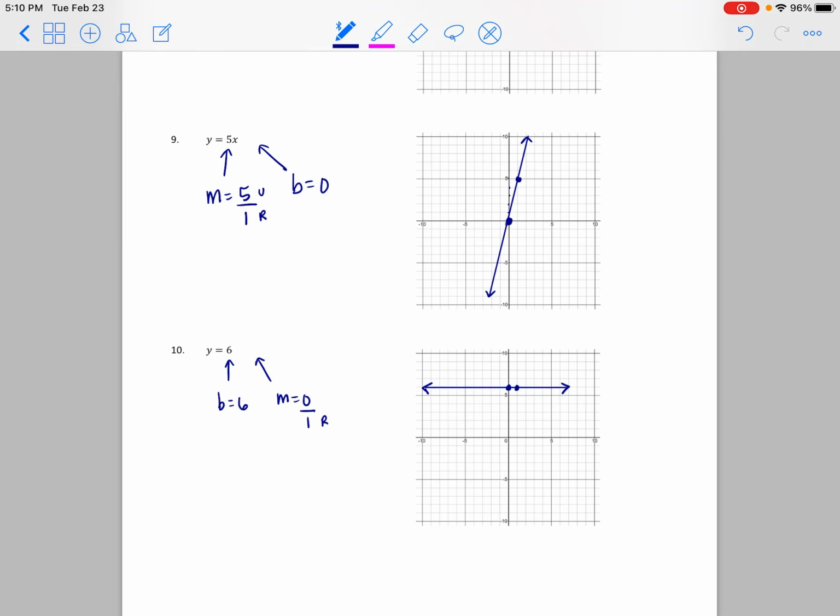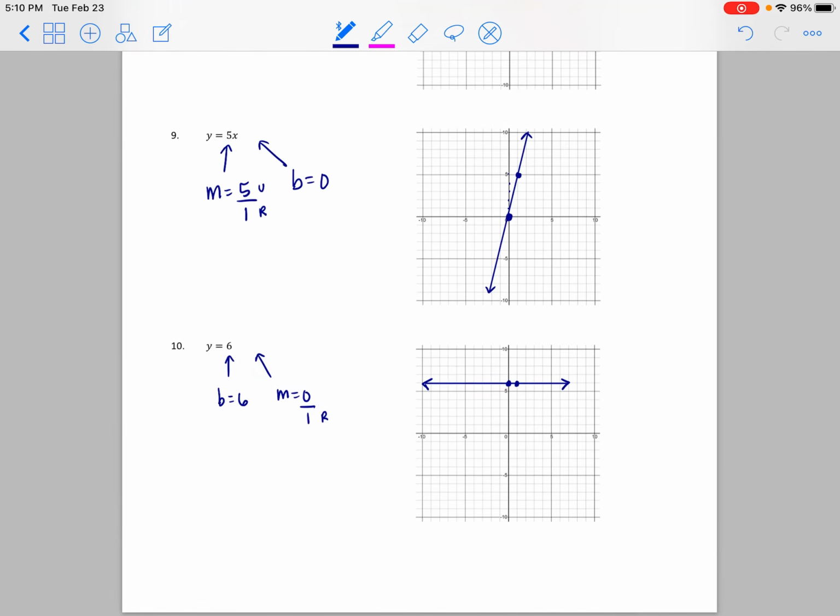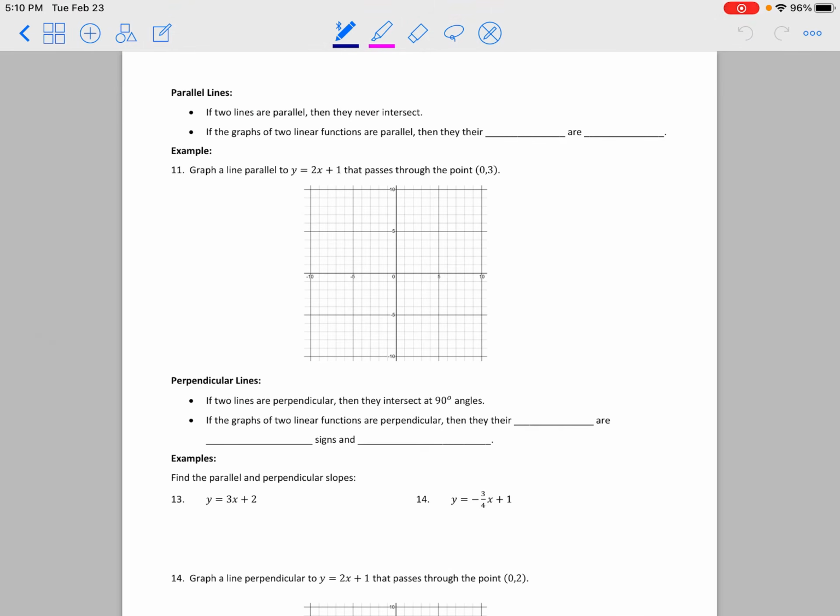Okay, so I like this strategy, but it's up to you. You've got many strategies. You can find intercepts, you can make a table where you pick any 2 x's, or if it's in slope-intercept form, use your slope and intercept.